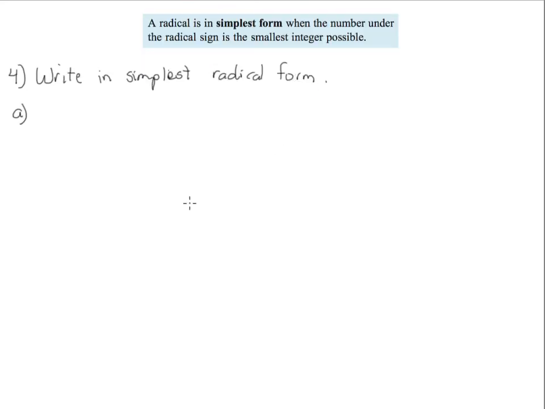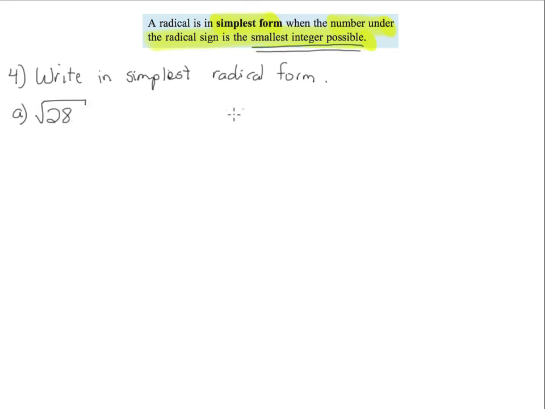For a fourth example, we're going to write these in simplest radical form. So let's get our definition here. A radical is in simplest form when the number underneath the radical sign is the smallest integer possible. So we want to leave what's underneath the radical as small as possible and take out as much of the whole numbers as we can.